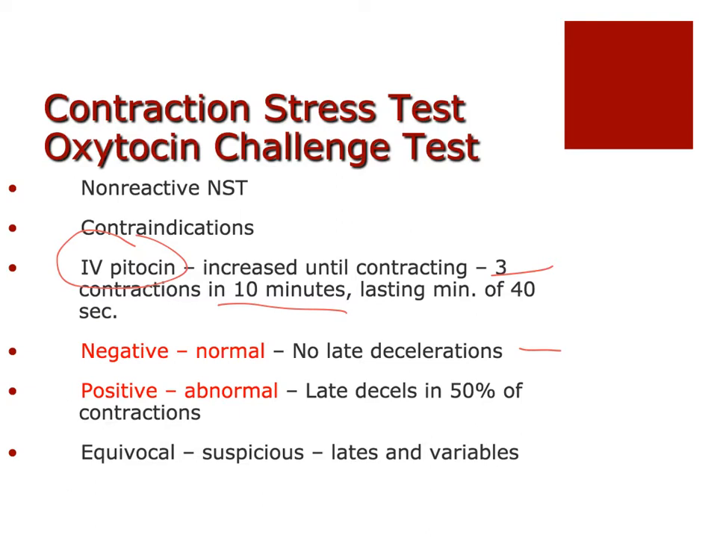So you can now think of it this way. A positive oxytocin challenge test is abnormal. That is incredibly non-reassuring. That means she'll likely be delivered because the fetus is not tolerating contractions and will not be able to tolerate labor.